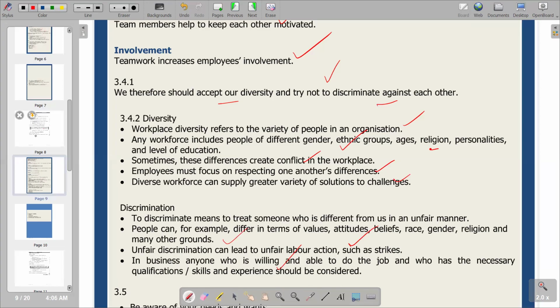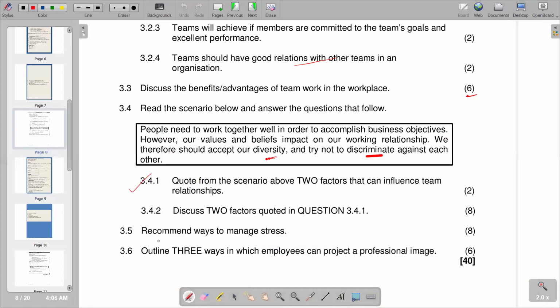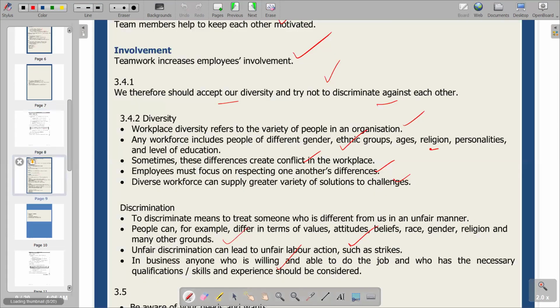So we go to the next part of the question, which is saying recommend ways to manage stress. Remember, we've defined stress in this video. We said stress is a state of being worried or mental tension that is being caused by a difficult situation. So the question is saying, what are the ways that we should recommend to manage stress? 8 marks we have on this question, so obviously at least 4 points. So we go to 3.5 and see what we have.